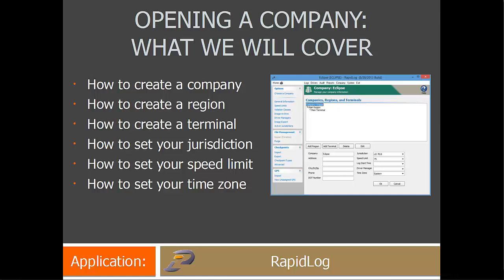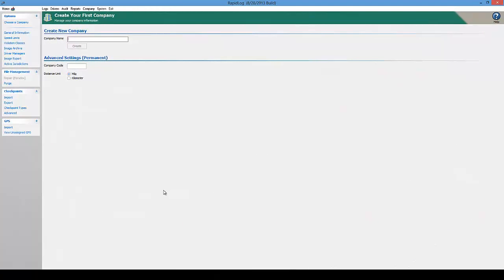So let's go ahead and open up the RapidLog program and get started on creating our company first. When you open RapidLog up for the first time and have no company data, the program should open up the Create New Company page for you. If it just shows you the home page, you can simply click on Create a Company or Company at the top, and it'll direct you over to this area here where you can create your company. But by default, the program should automatically navigate you to the Create a Company page if you don't already have one set up.